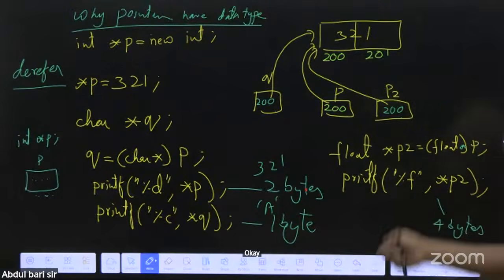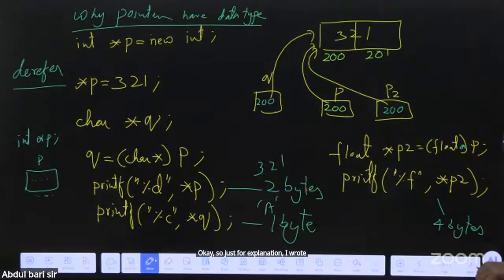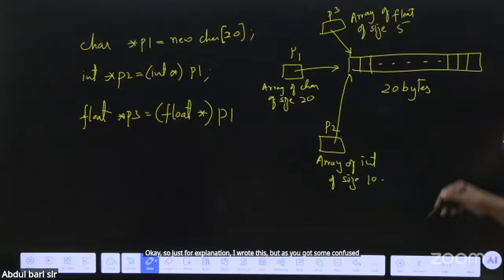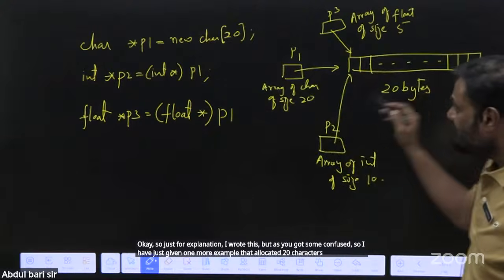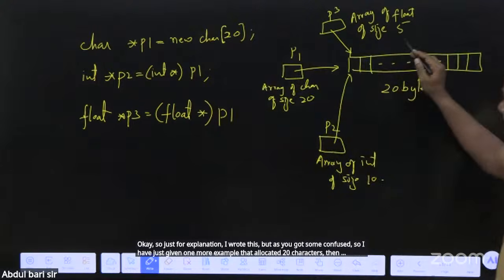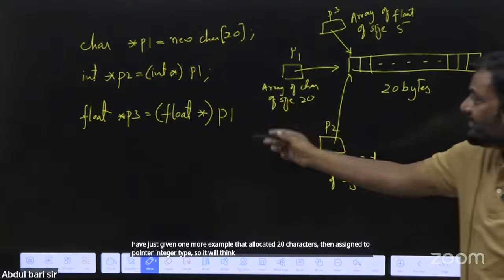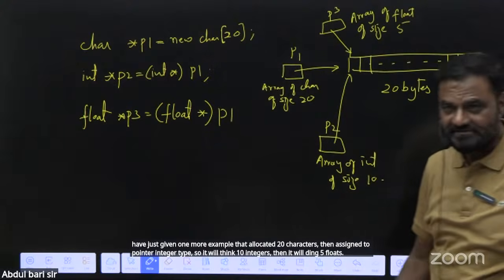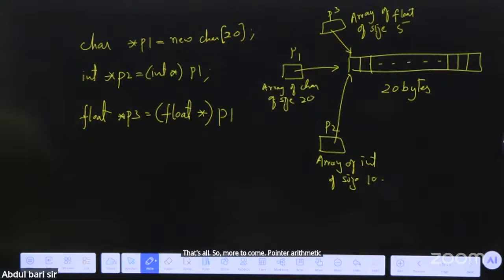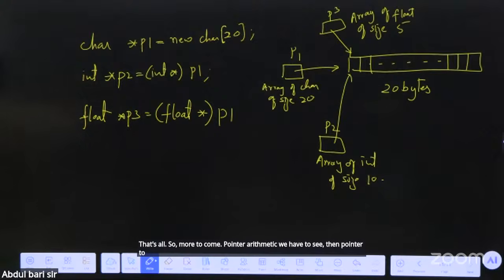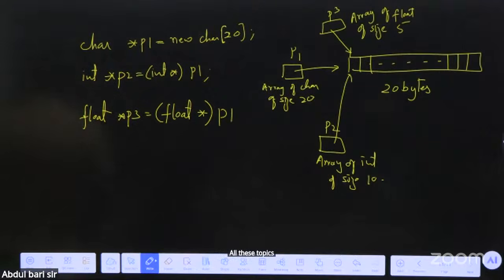Okay. So just for explanation, I wrote this, but as you got confused, I have given one more example: allocated 20 characters, then assigned to an integer type pointer. So it will think 10 integers, then it will think 5 floats. That's all. So more to come. Pointer arithmetic we have to see, then pointer to an array, then pointer to a function, parameter passing. All these topics will be covered.